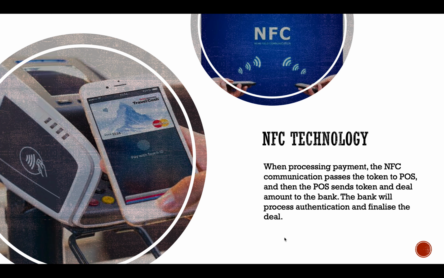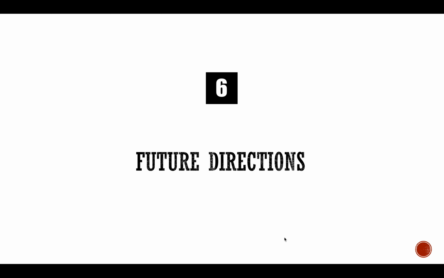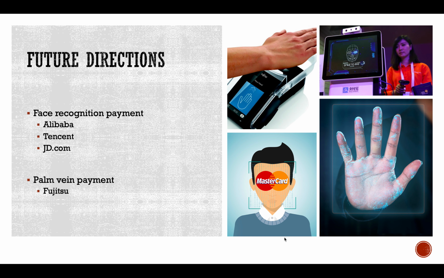Now let's move to the future applications. So for future directions, two main future paths will be introduced. One is face recognition payment and the other is palm vein payment. For face recognition, a person's face information is transformed into a face print from a face scanning through a digital camera. Big names such as Alibaba, Tencent, and JD.com have already integrated these payment methods into some retail stores.